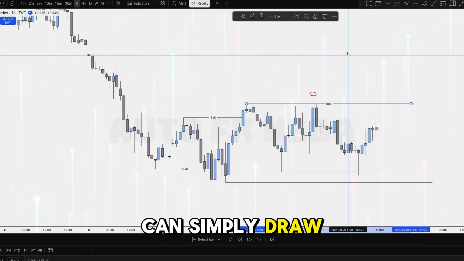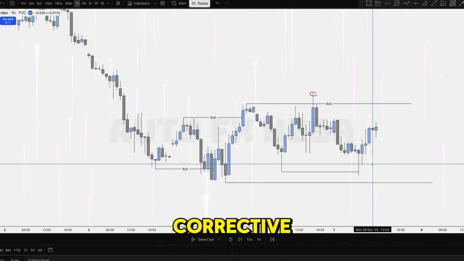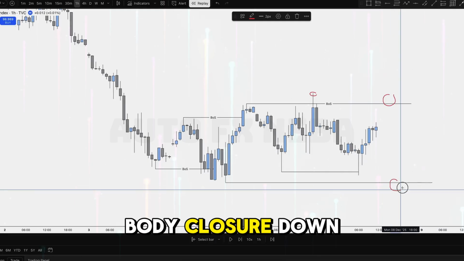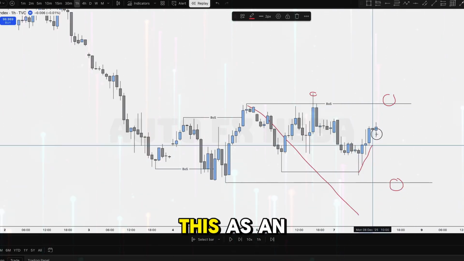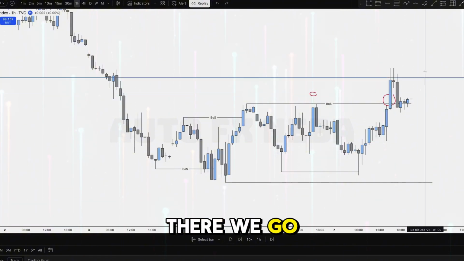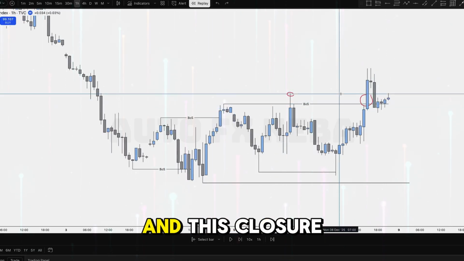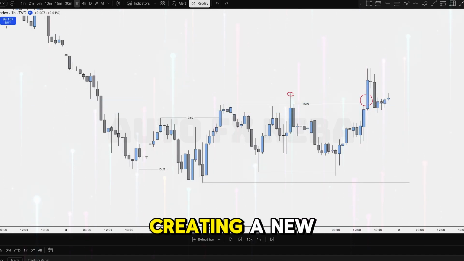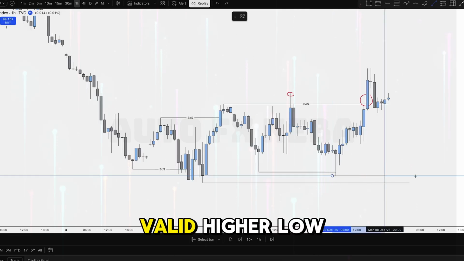So we can simply draw this out further. This is still our range, impulsive move, everything here is corrective. We need to see a candle body closure over here or a candle body closure down here to validate this as an impulsive bearish move, or to invalidate this as an impulsive bullish move, okay? So now let's see what happens next. There we go, we get a closure, and this closure pushes us above what we have as our valid higher low, and this closure pushes us above what we have marked as our valid higher high, therefore creating a new higher high. So at this point, we can indeed move this to be our valid higher low.